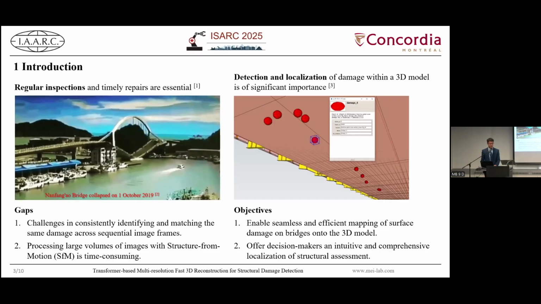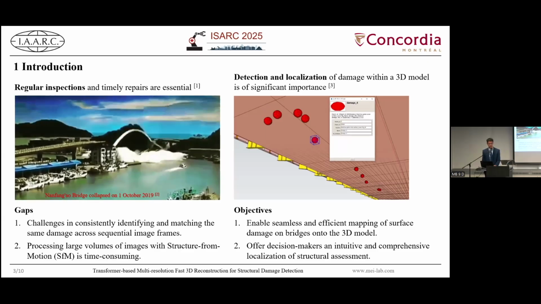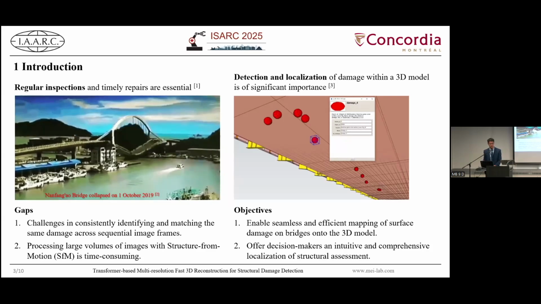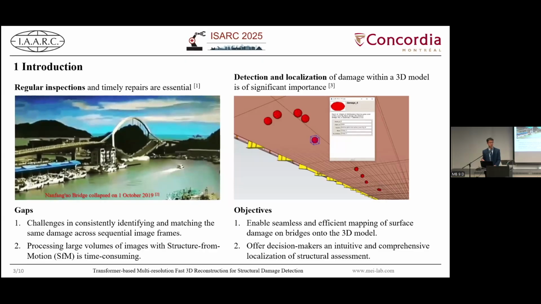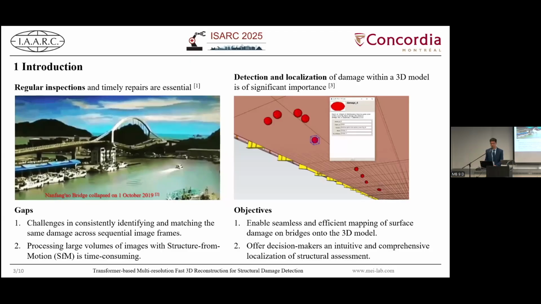As we know, regular inspections and timely repairs are essential for maintaining the civil infrastructure safety. But as you can see here from the GIF, the collapse of the Nanfang Bridge highlights the severe consequences of structural failure, which often begins with undetected or poorly documented damages. And also detection and the localization of damage within a 3D model is of significant importance because it can provide the engineers a more intuitive or more actionable way to maintain and plan the maintenance.